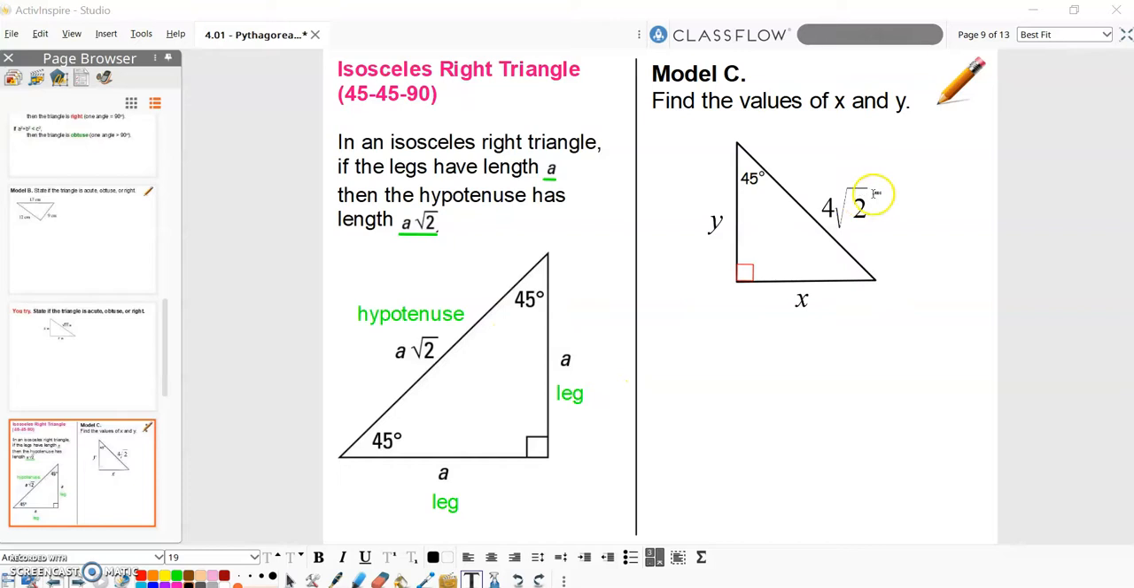So what we need to do is we're going to set our hypotenuse to equal this hypotenuse, which will give us our a. We'll solve for a, and once we have our a, we know that's what our legs are. So 4 square root 2 is equal to a times square root 2. This is going to be an easy one.